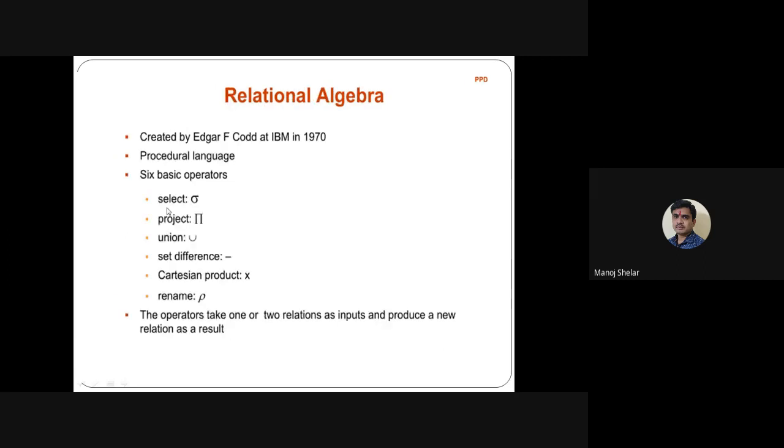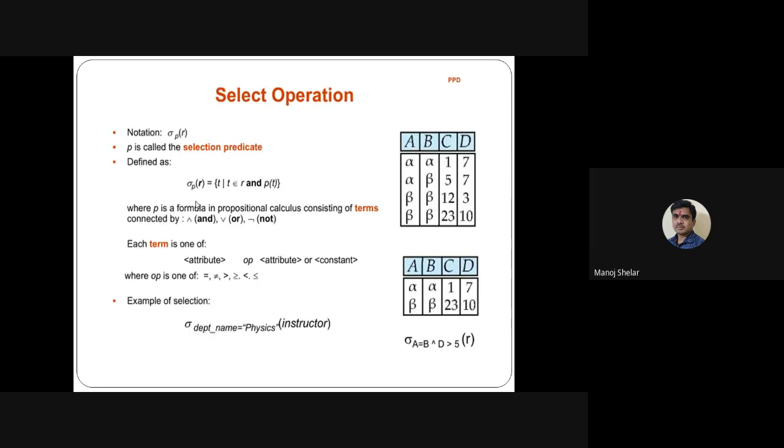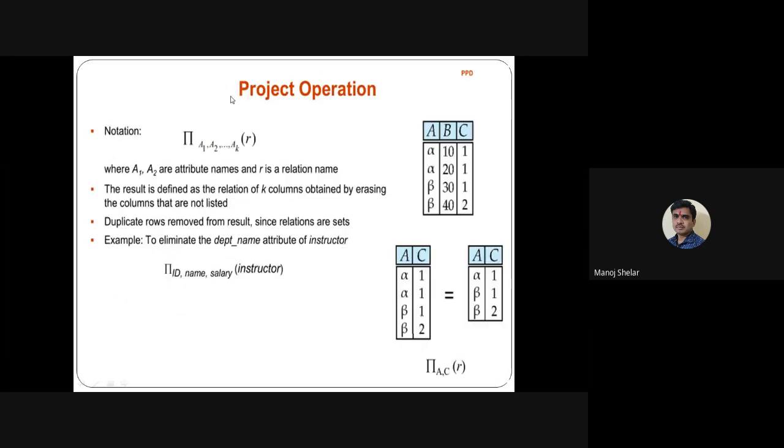So here the first operation is select. Select means sigma. As per the condition, display the records or tuples of the particular relation. So here select department name is equal to physics, and instructor is the relation name. Simple. Then project operation. The main purpose of the project operation is to pick particular attributes of a particular relation, or display particular attributes of a relation. So we use the project operation.